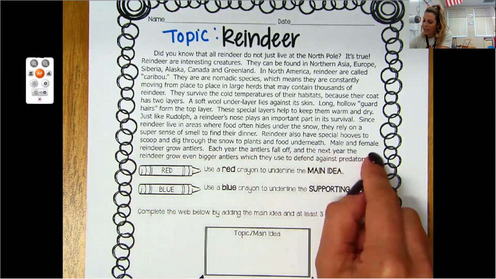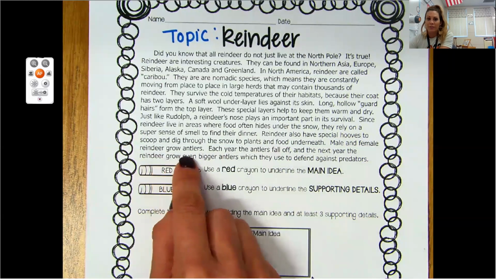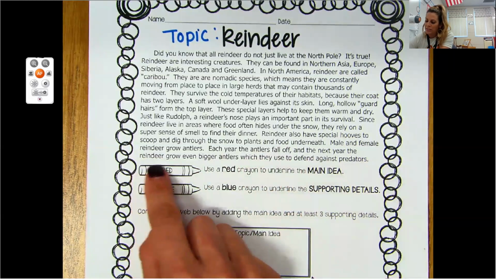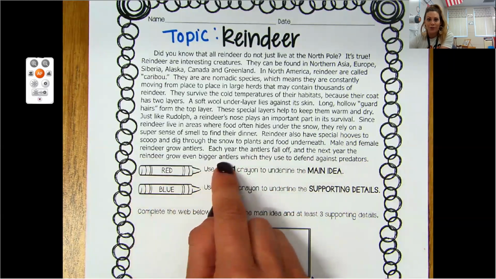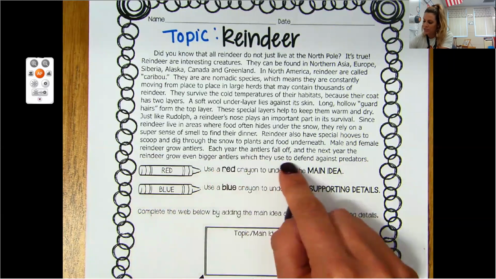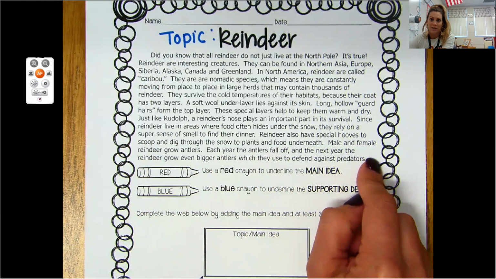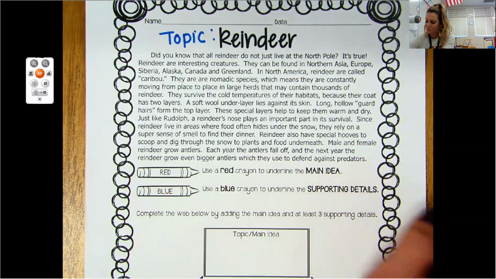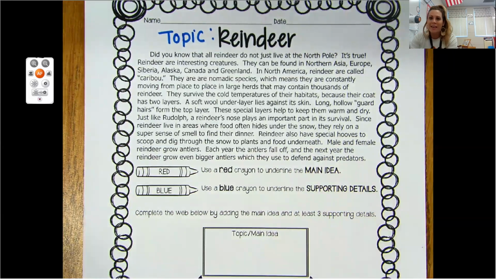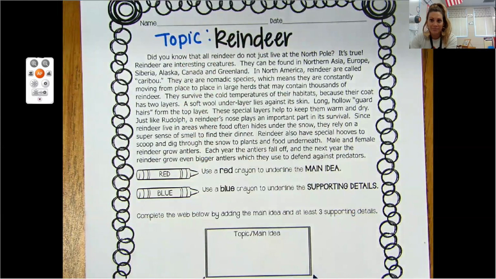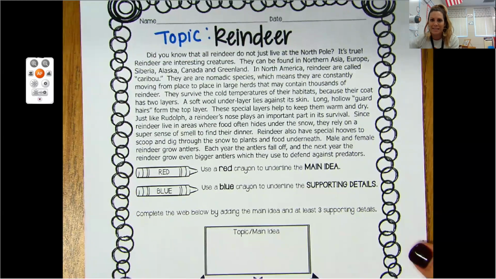Male and female reindeer grow antlers. Each year, the antlers fall off, and the next year, the reindeer grow even bigger antlers, which they use to defend against predators. Wow, I bet you learned a lot of new facts about reindeer, because I know I did. So we want to think about, we know the topic was the whole passage about reindeer. But what about reindeer? What was the author wanting us to come up with as the main idea?